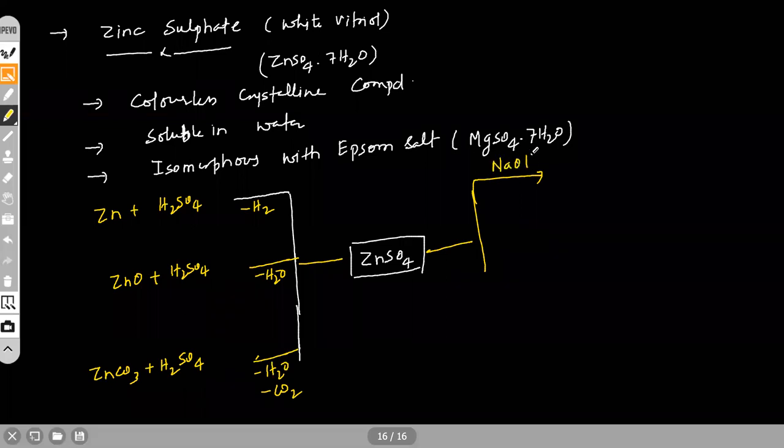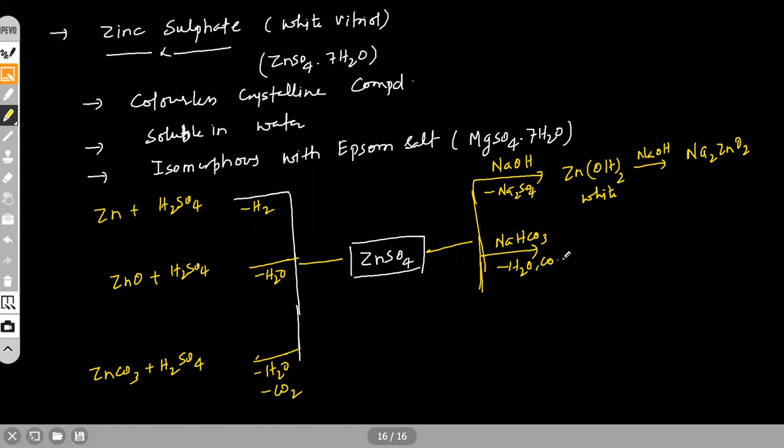The reaction with NaOH: in this it forms the hydroxide, Zn(OH)2, which is a white precipitate. When it further dissolves in NaOH, H2O goes out and it converts into Na2ZnO2. This is a soluble complex, sodium zincate. Here Na2SO4 goes out. Reaction with NaHCO3: H2O and CO2 go out and it forms ZnCO3 plus Na2SO4.